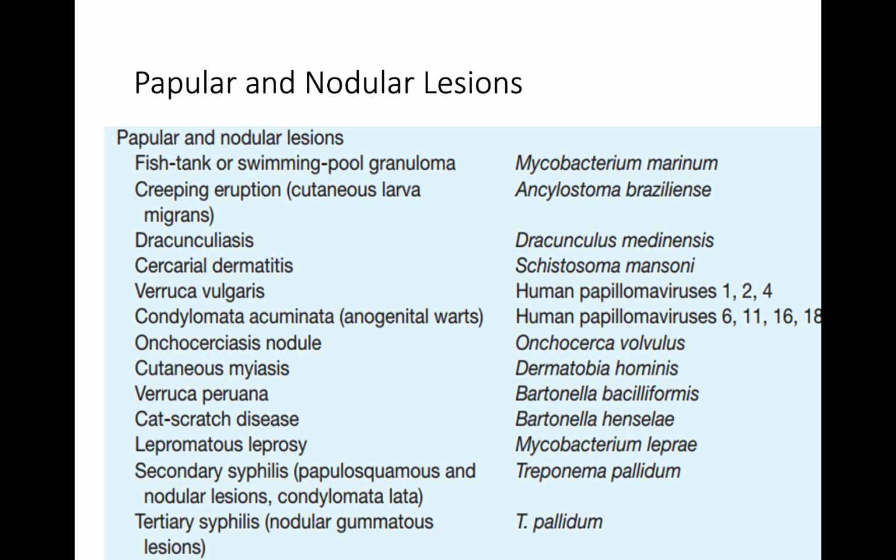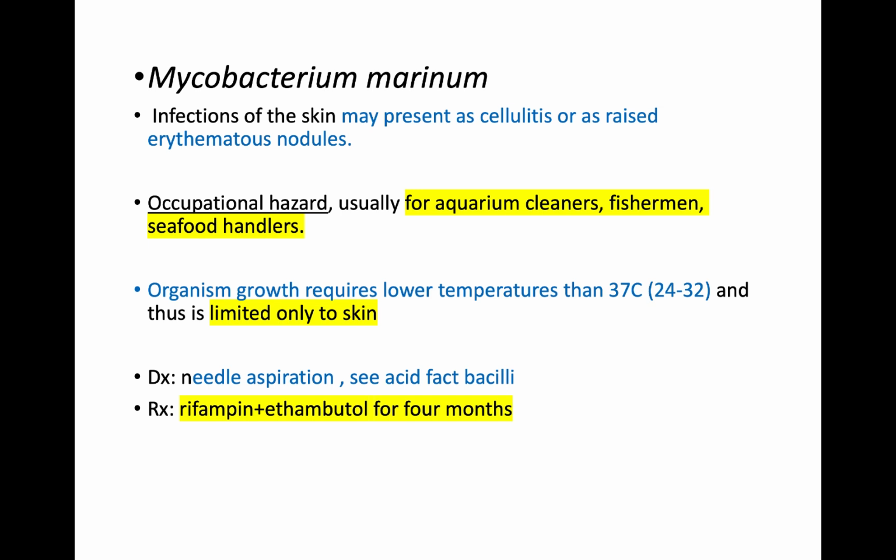Let's go through them. Mycobacterium marinum, infection of the skin, may present as cellulitis or as raised erythematous nodules. This is an occupational hazard. From the history we discussed, usually for aquarium cleaners, fishermen, seafood handlers. Organism growth requires low temperature. So a lower temperature will probably be in the upper layer of the skin. So it will not be 37, which is the core temperature of the body. You are not all 37 degrees.